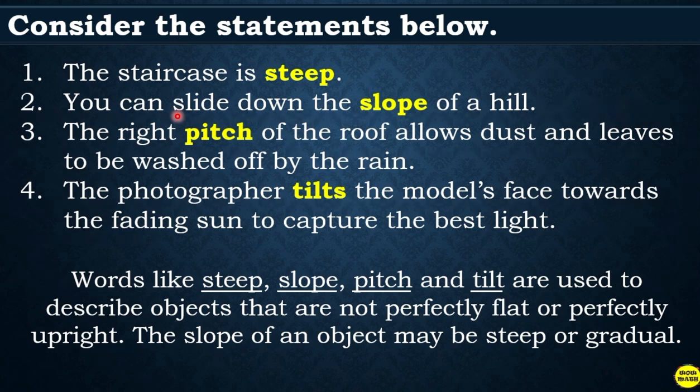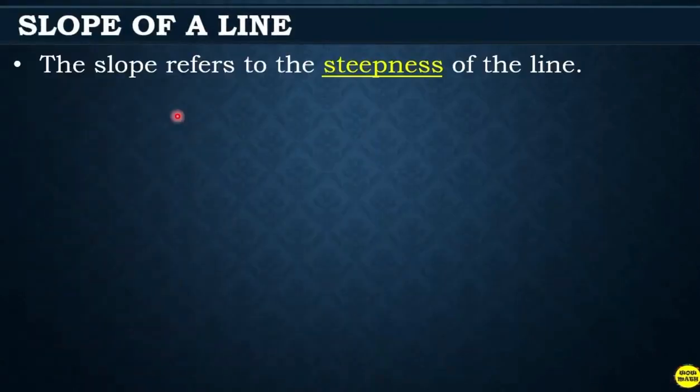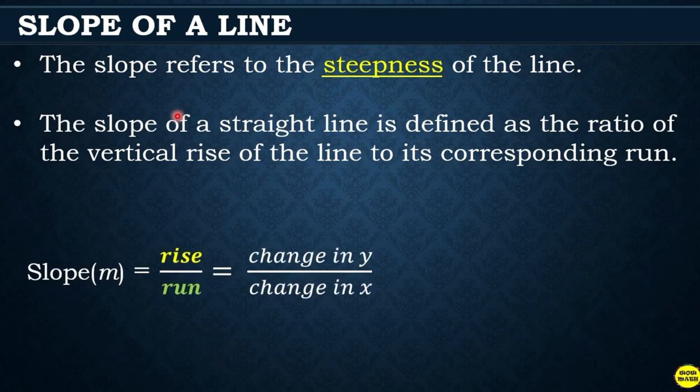Okay? Now, so the slope of an object may be steep or gradual. So, pag sinabi nating steep, ito siya, yung masyado siyang matarik. And then gradual, yung malapit siya sa flat. Okay? Malapit na siya dun sa base. Okay. So, what is the slope of a line? So, the slope refers to the steepness of the line. The slope of a straight line is defined as the ratio of the vertical rise of the line, so ito po siya, to its corresponding run.